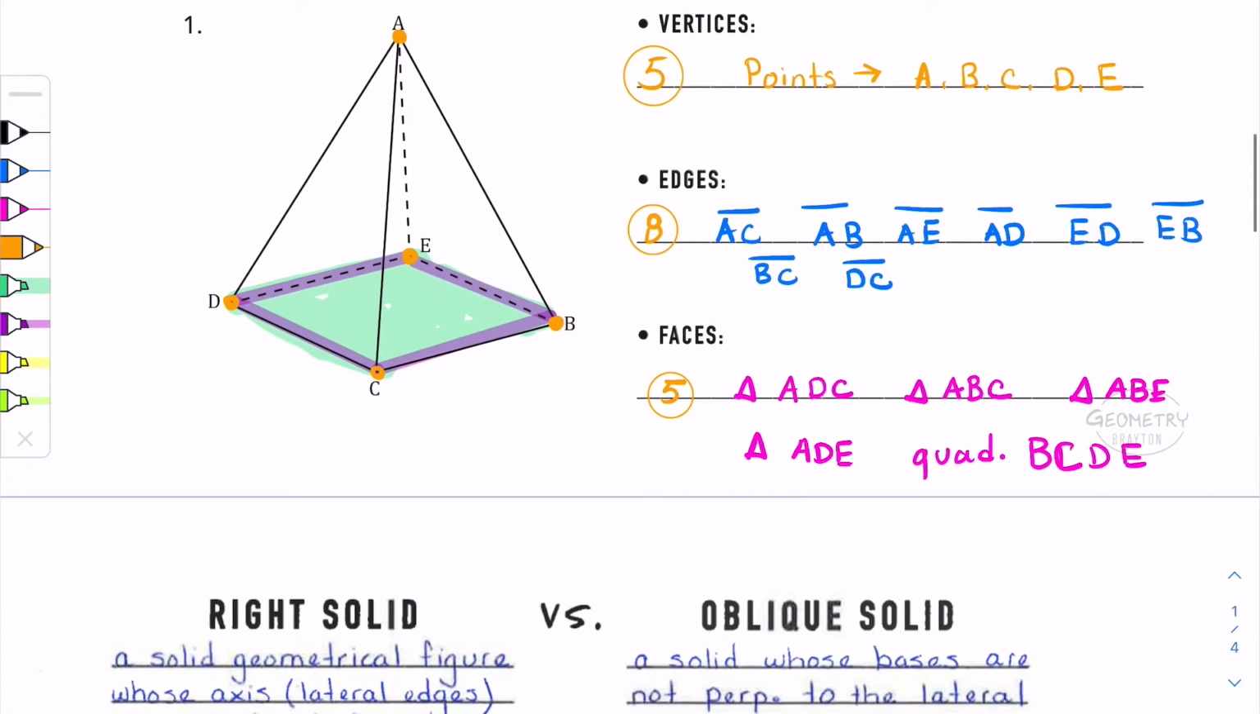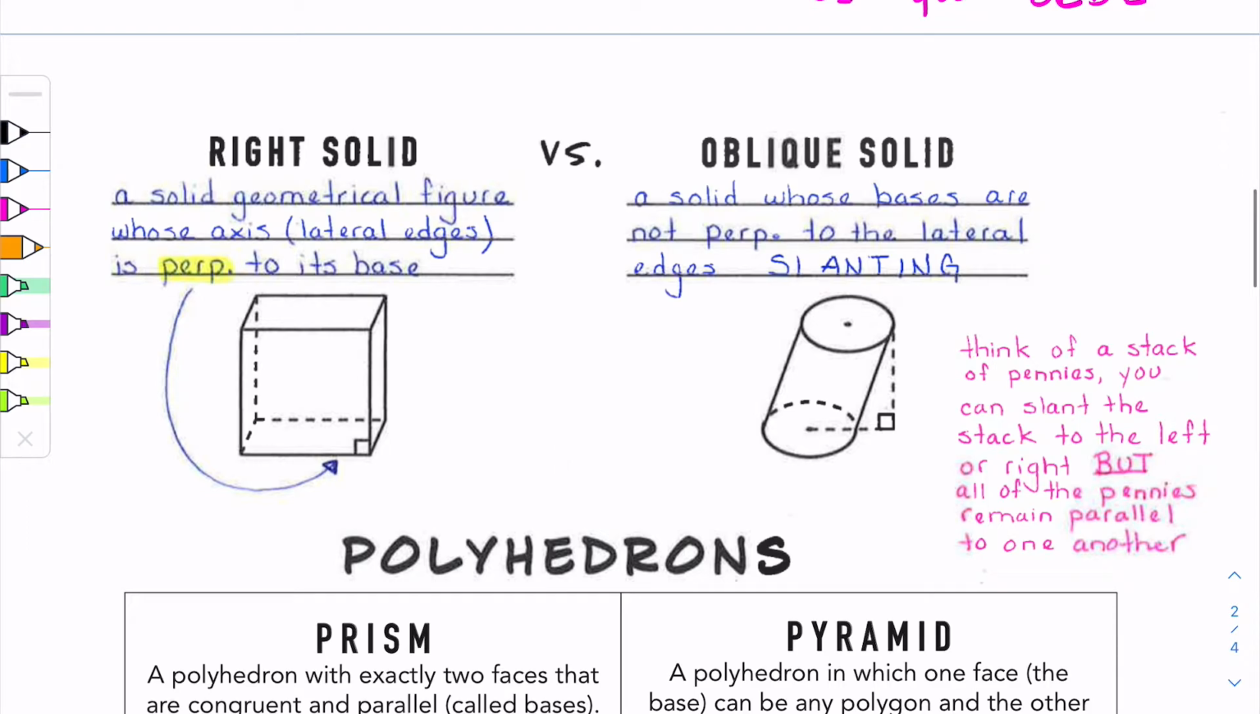Okay, moving on to the next part. We're looking at right solids versus oblique solids. So a little bit more on the vocab. So a right solid is a solid geometrical figure whose axis or lateral edges are perpendicular to its base. So you can see here that we have a figure that forms right angles all the way around. So its base is perpendicular to its lateral edges. That is what makes it a right figure or a right solid.